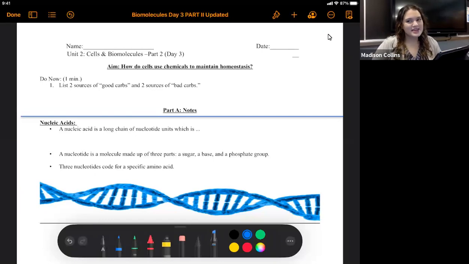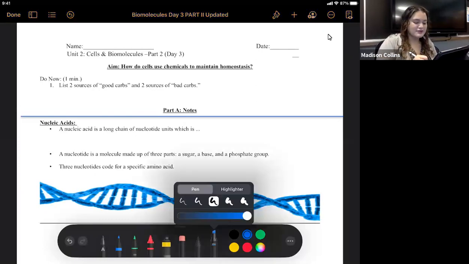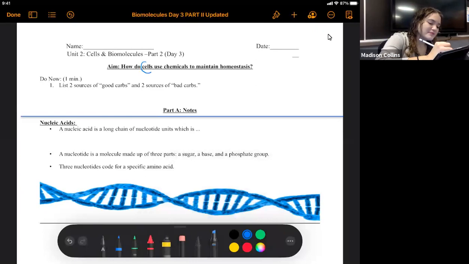So today's aim: how do cells use chemicals to maintain homeostasis? You might have seen this aim before, and you might be thinking of some things you need to annotate. I've got 3 things that I want you to write down. First, note the word cells. Remember that cells are the building blocks of life.